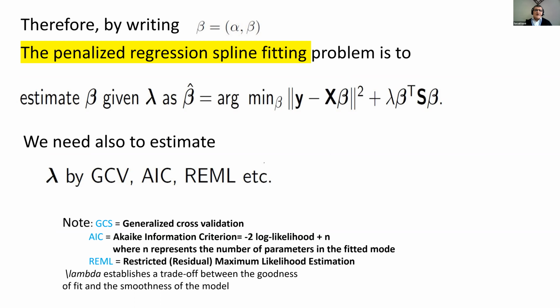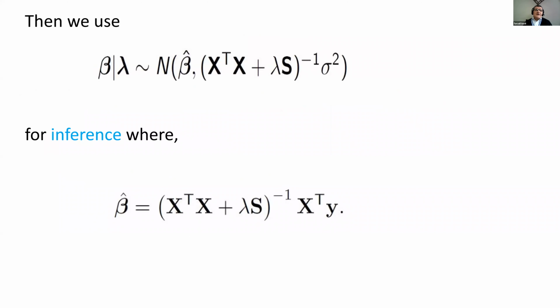We also need to estimate the lambda smoothing parameter by different approaches. I wrote here generalized cross-validation, Akaike information criterion, and restricted maximum likelihood. And we use this for inference, where beta hat in matrix form is (X^T X plus lambda S) to the power minus 1, times X^T y.